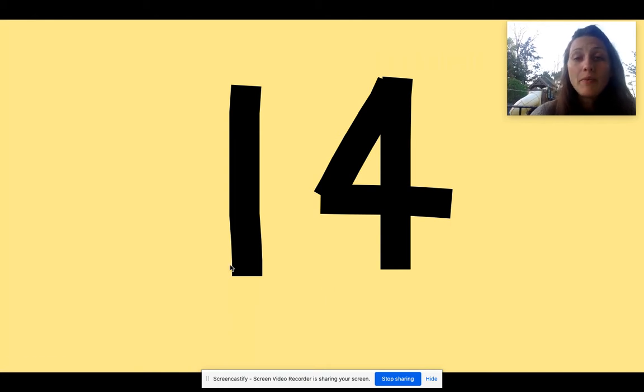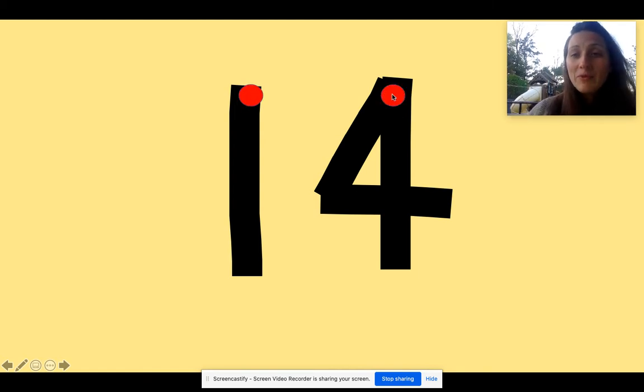Okay, so when we write the number 14, we start with the number 1 up at the top, make a vertical line straight down. And for the number 4, we start at the top, make a line either straight down or diagonal. That's the difference. Then a horizontal line across. We come back to the top and make a vertical line down. So here's the number 14.